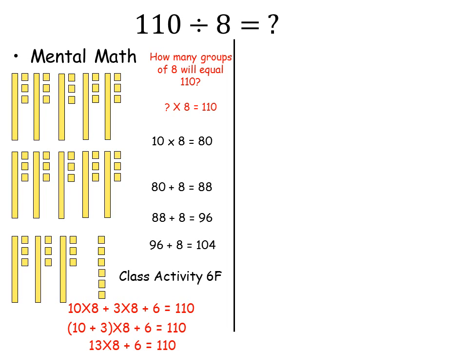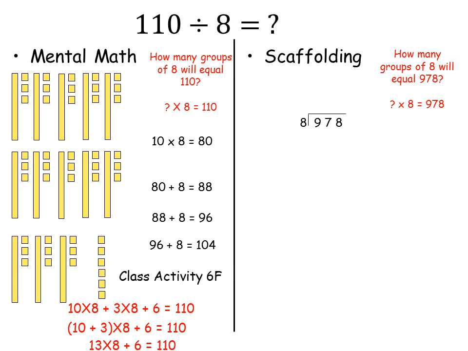Okay, hopefully you've had some time to work through class activity 6F. The second strategy that the text talks about is scaffolding. Well, of course, measuring out groups of 8 is easy when you have smaller numbers. But what about when I have a number such as 978? To physically measure out groups of 8 ones from 978 would take a tremendous amount of time student-wise.